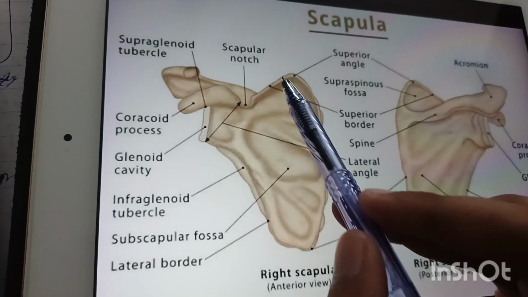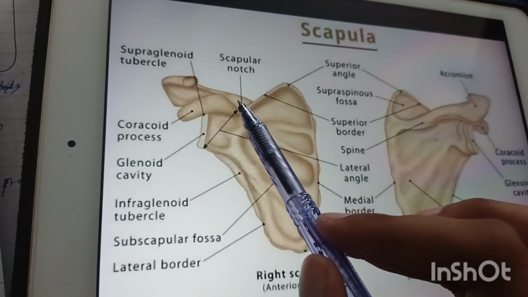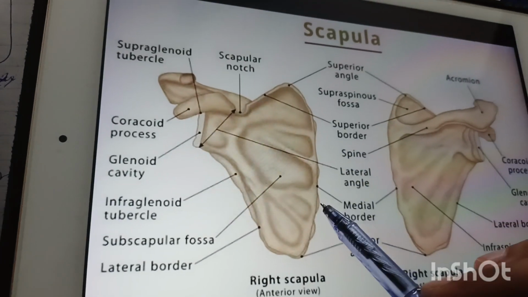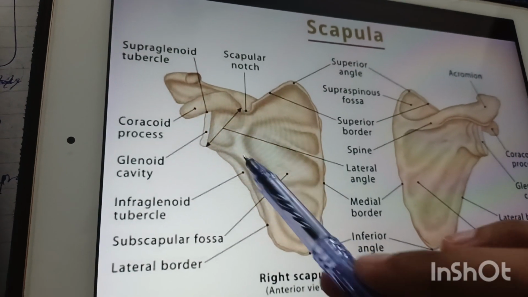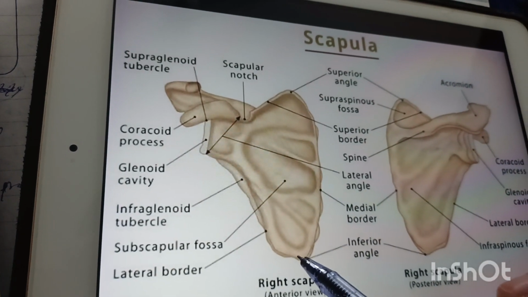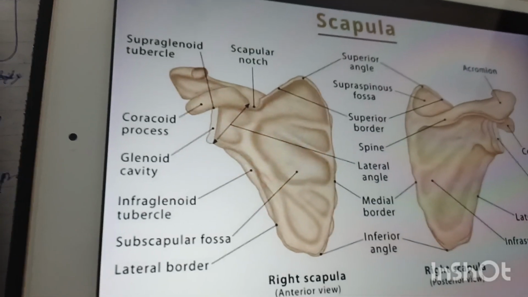So this is the superior border. It is present between the superior angle and the coracoid process. This is the medial border. It is present between the superior angle and the inferior angle. And this is the lateral border. It is present between the glenoid cavity and the inferior angle. The lateral border is thick as compared with the medial border.